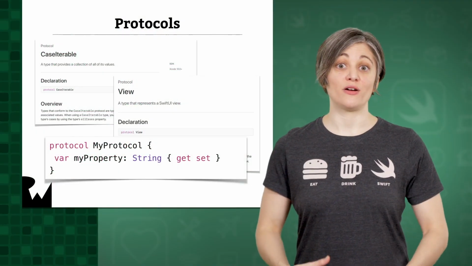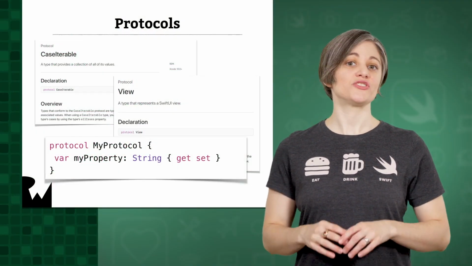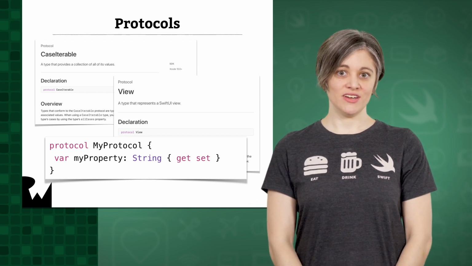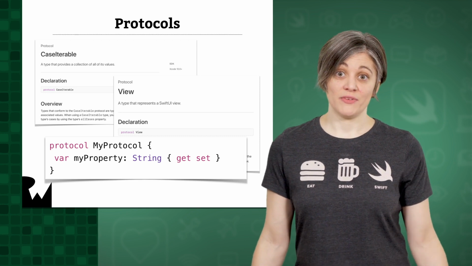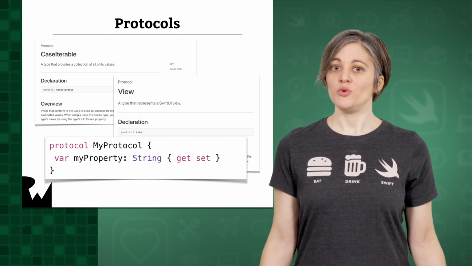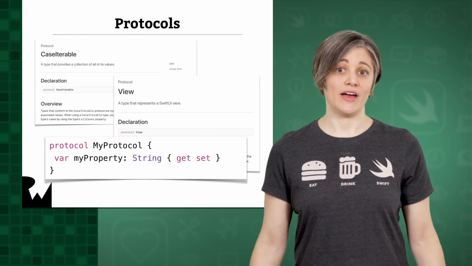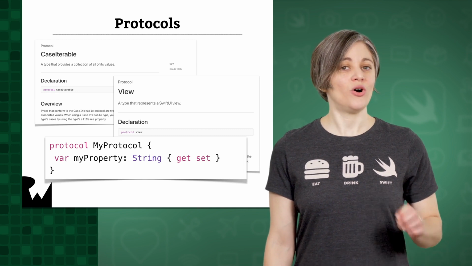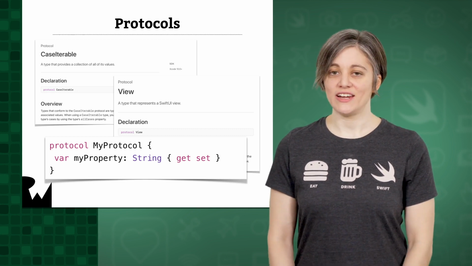So far, you've learned about 3 named types: enumerations, structures, and classes. There's just one more to learn about: protocols. You've already used protocols. CaseIterable was a protocol that we used a few times on enumerations. And if you worked through your first and second SwiftUI app courses, you definitely used the View protocol. But you haven't written your own protocols yet. We'll fix that in this episode.